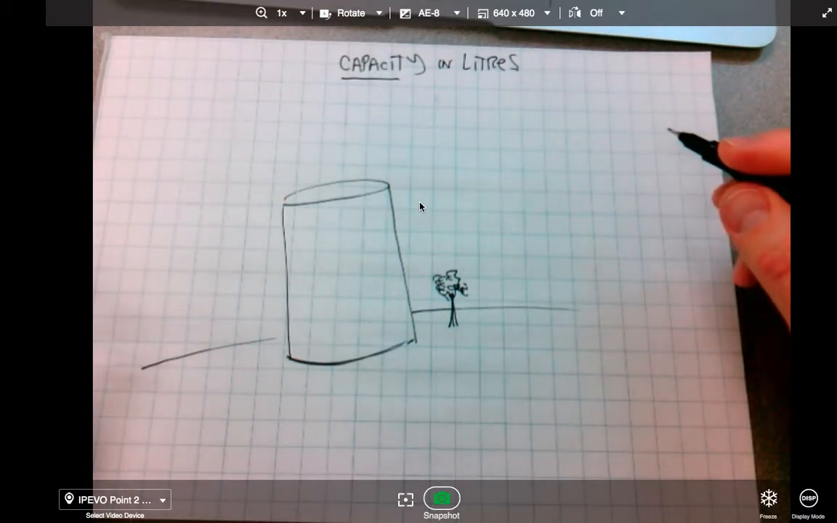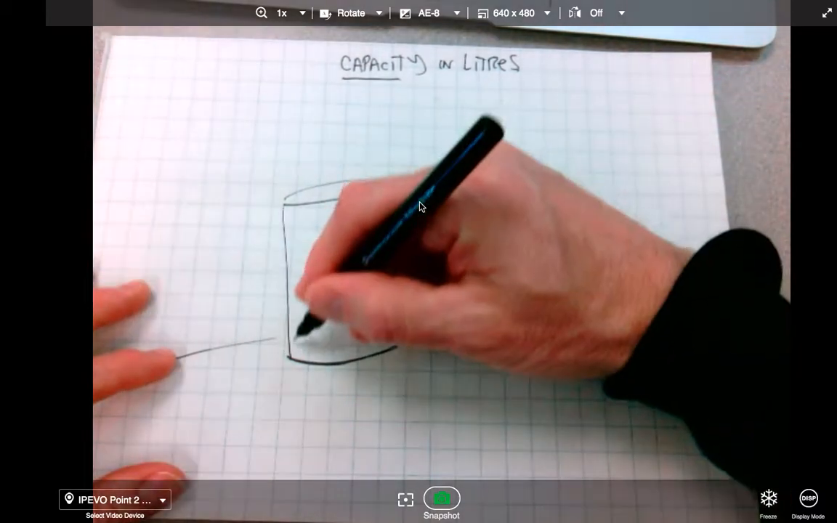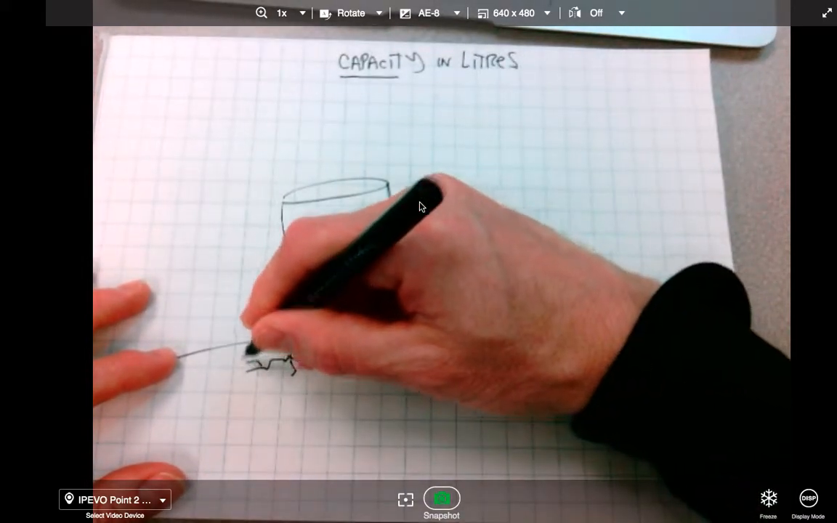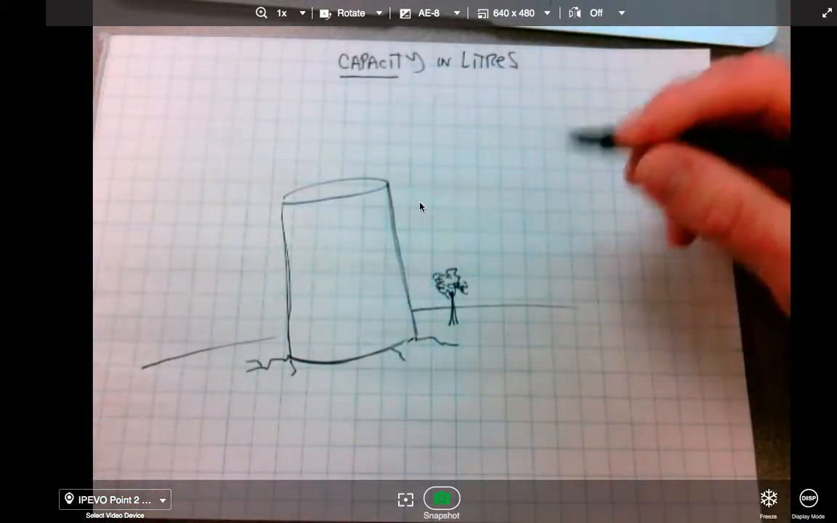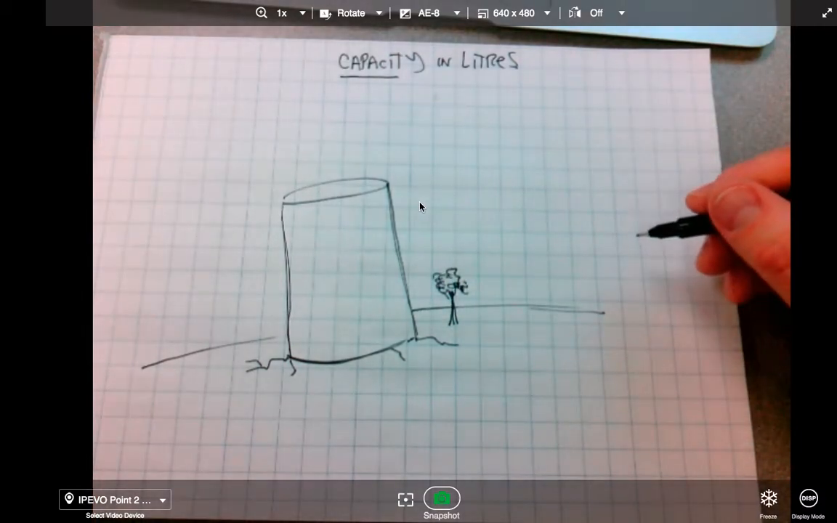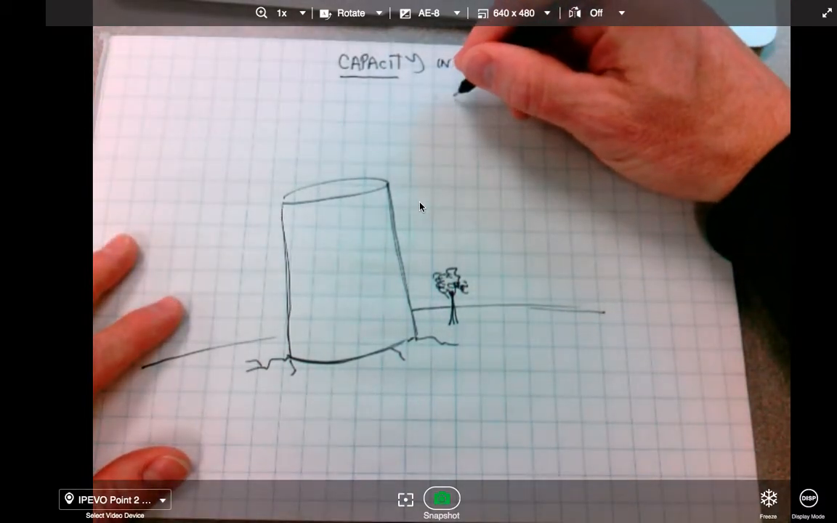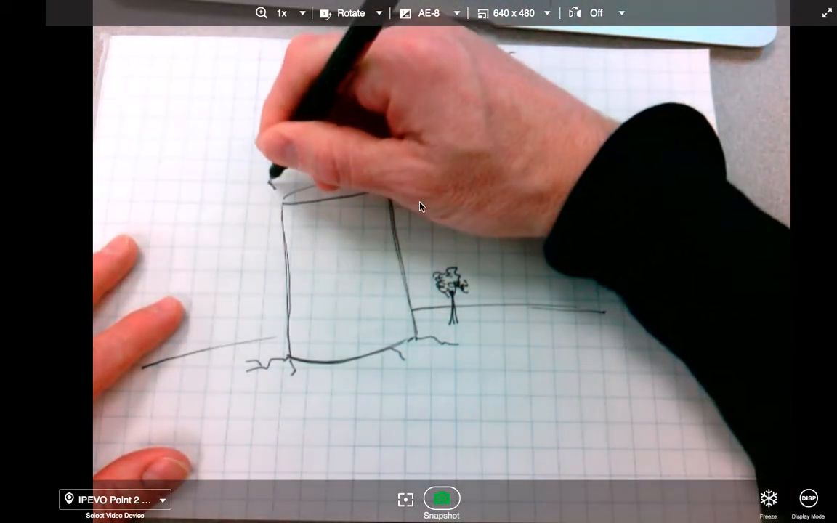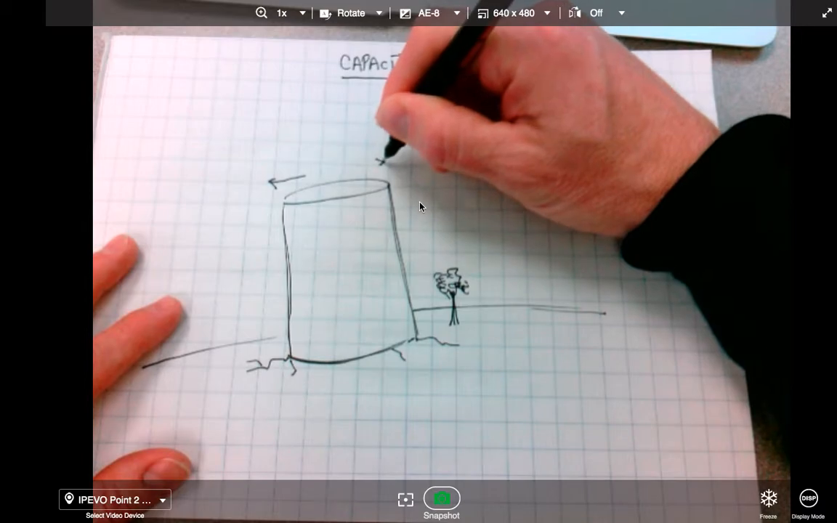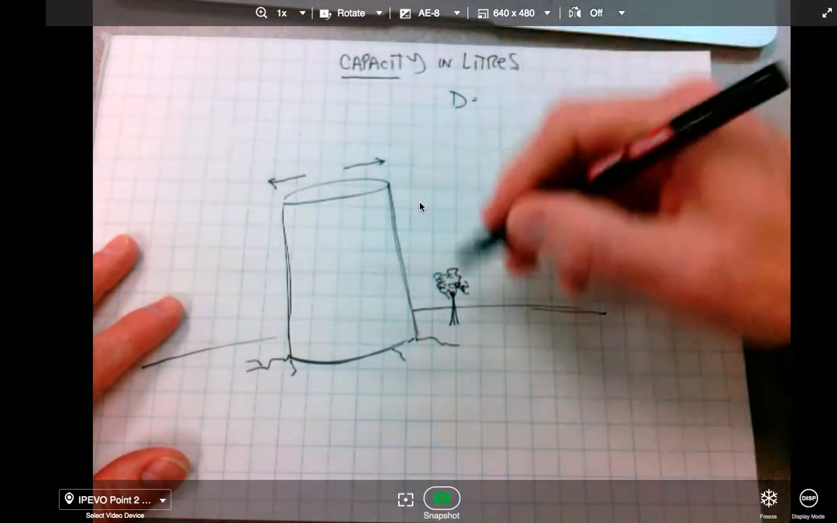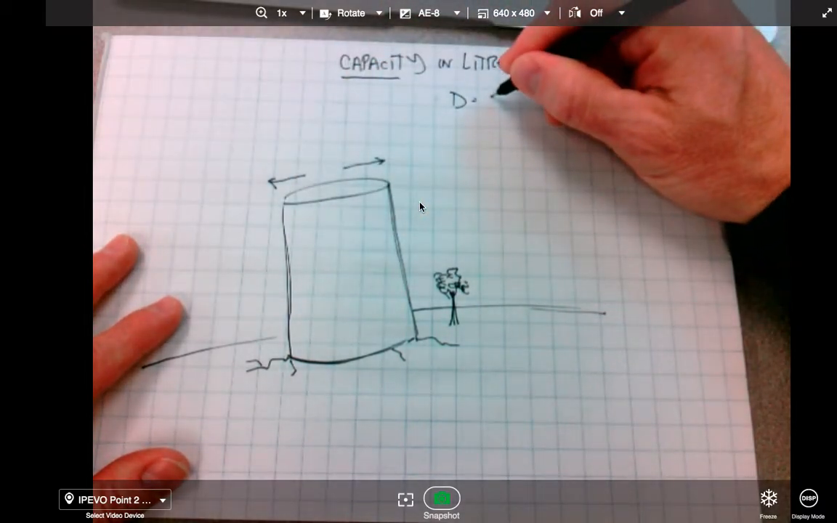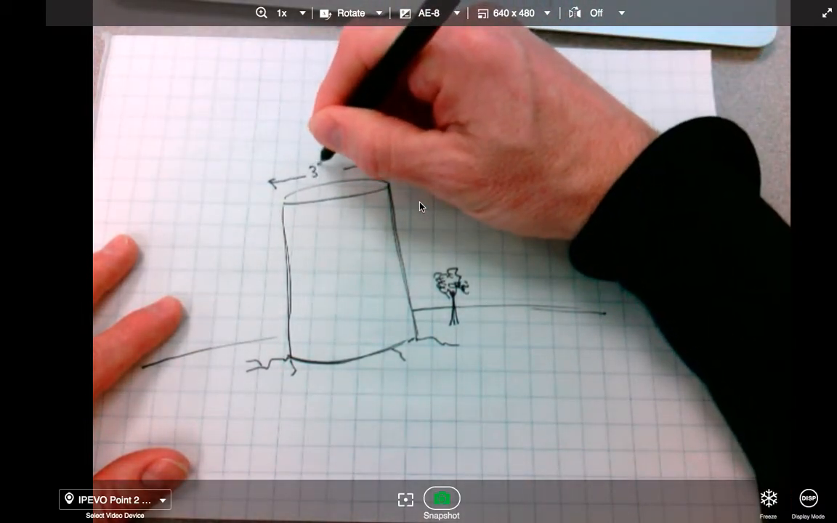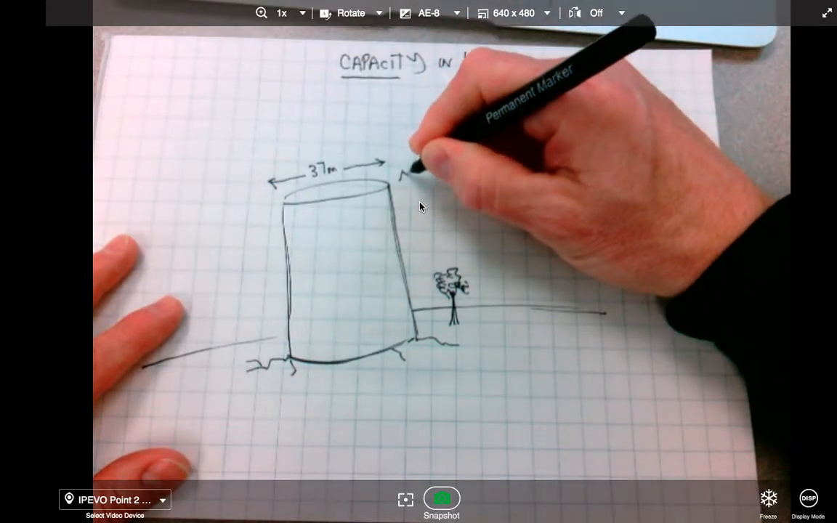And here is some information about this giant cylinder that fell from the sky. It's even cracked the earth. That's how heavy it is. So here's our cylinder. The diameter of this cylinder, from here to here, looks like it would be about 37 meters. So it's pretty big. And the height is quite large.